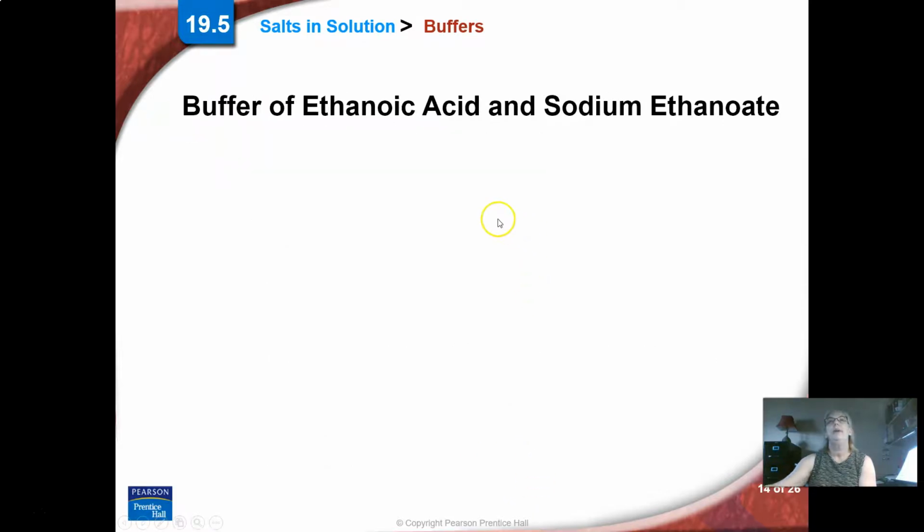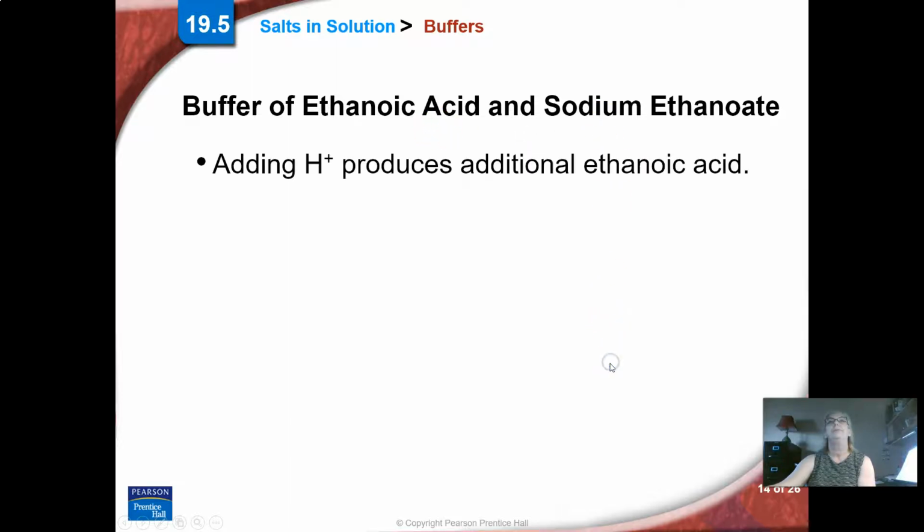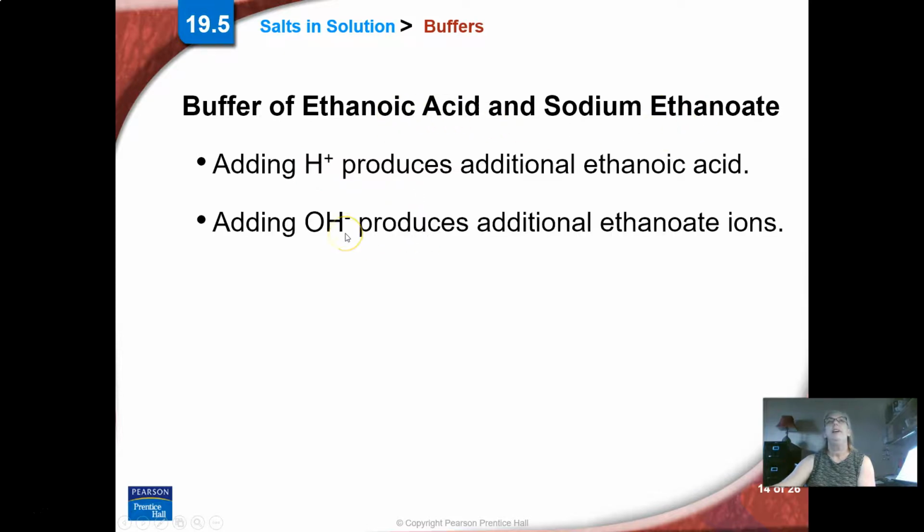So let's look at a buffer of ethanoic acid and its salt. Adding H plus produces more ethanoic acid. If I add H plus, it's going to react with the ethanoate and turn into ethanoic acid. If I add OH, it's going to react with the acid and form sodium ethanoate. And the pH doesn't change very much.